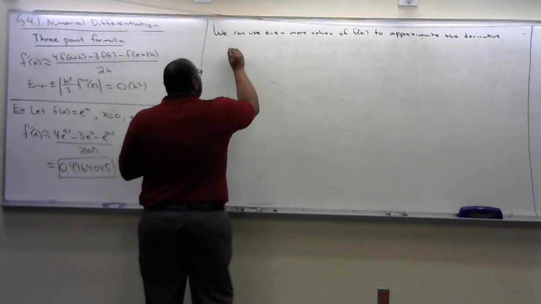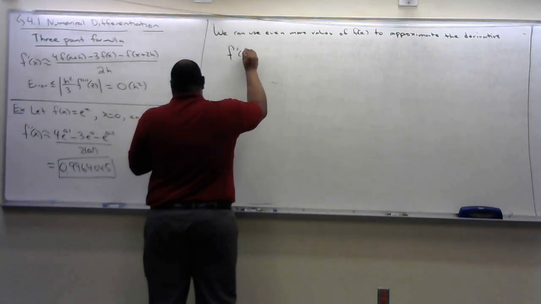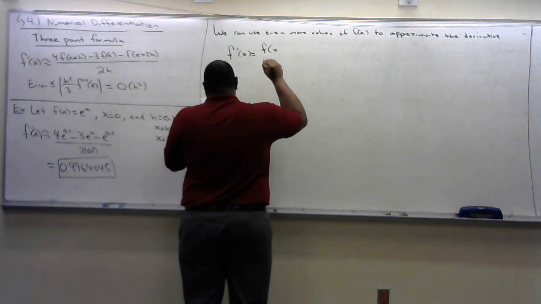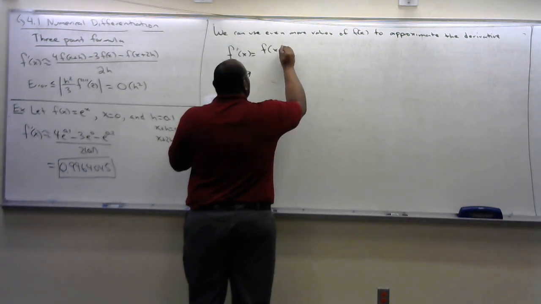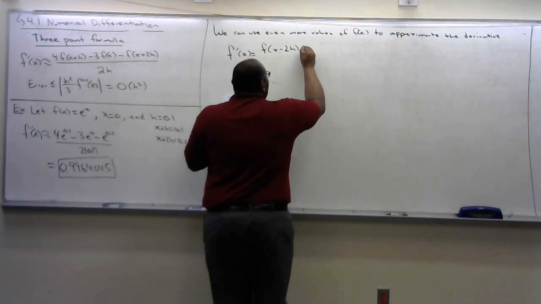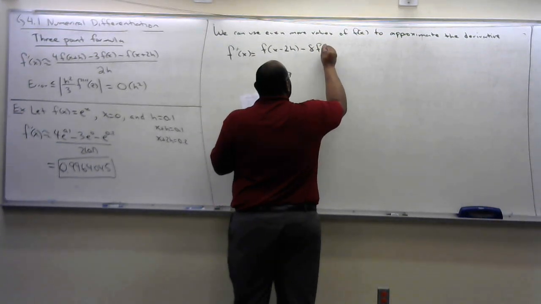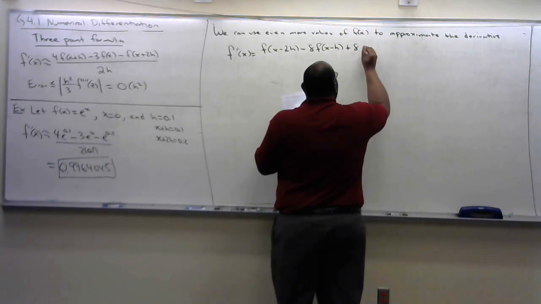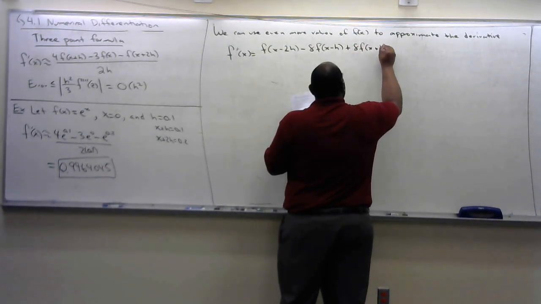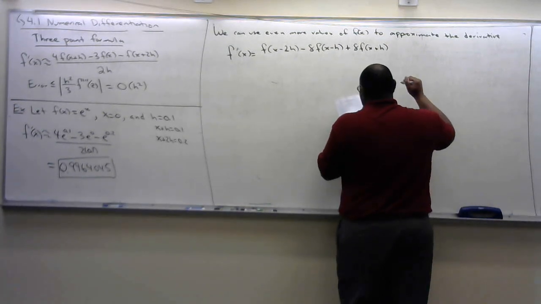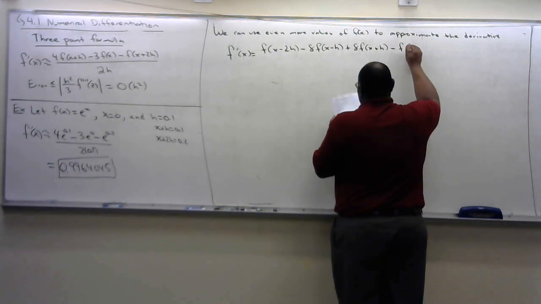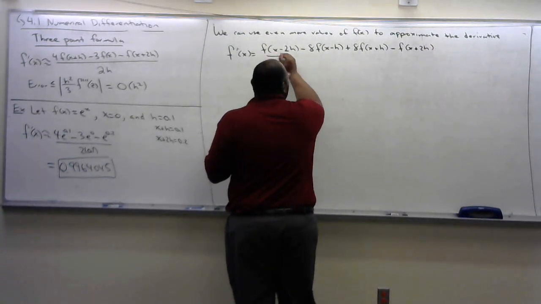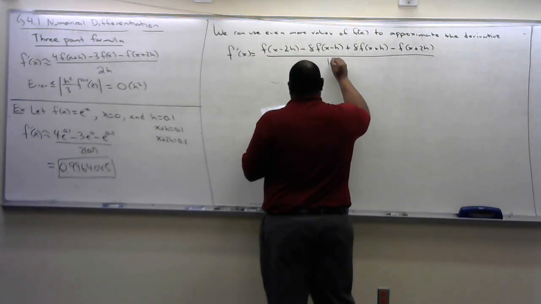And here it is. Let me show you what f prime of x is equal to: f of x minus 2h, minus 8 f of x minus h, plus 8 f of x plus h, minus f of x plus 2h, all of that divided by 12h.